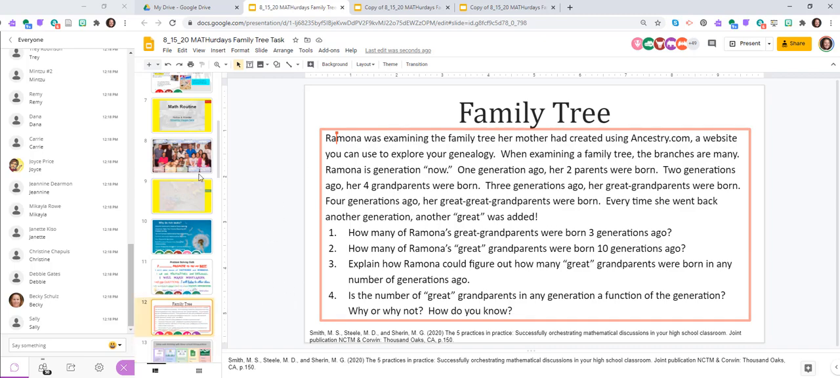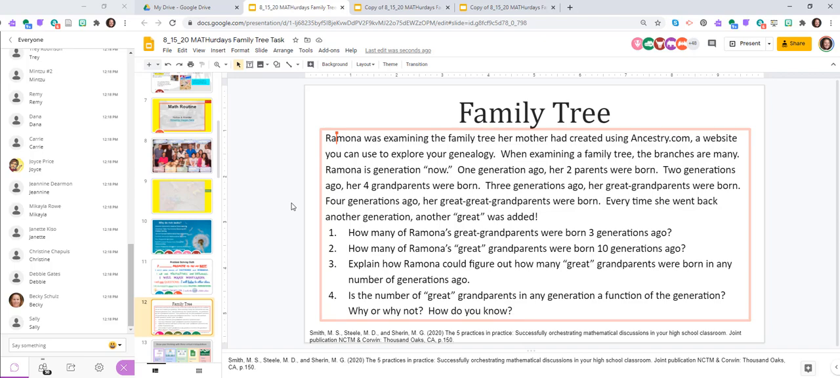So our task says, Ramona was examining the family tree her mother had created using Ancestry.com, a website you can use to explore your genealogy. When examining a family tree, the branches are many. Ramona is generation now. 1 generation ago, her 2 parents were born. 2 generations ago, her 4 grandparents were born. 3 generations ago, her great-grandparents were born. 4 generations ago, her great-great-grandparents were born. Every time she went back another generation, another great was added.